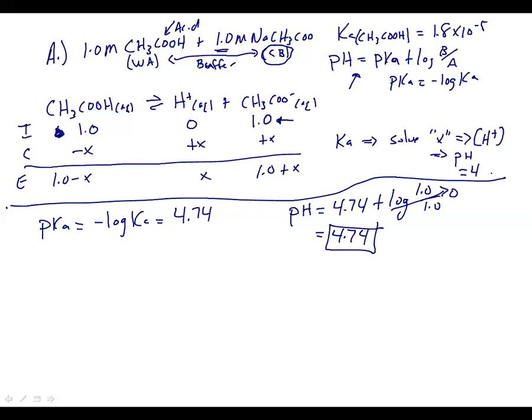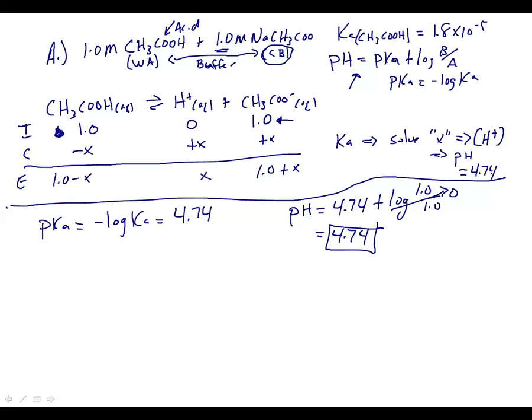You can see it will probably be a little more work to go through that ice table, but if you're more comfortable doing the ice table with buffer problems, you can absolutely do that. Or you can go into the Henderson-Hasselbalch equation. As we talked about last time, the Henderson-Hasselbalch equation is strictly for buffers, so that's the only time you can use it. Other times you do need to do ice tables. But if you want to use an ice table for this, you can. It's just a little more work, but it should give you the exact same answer.